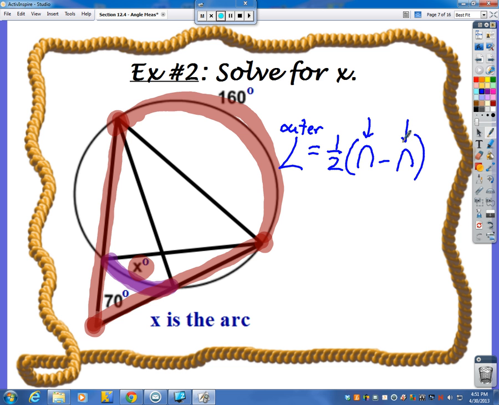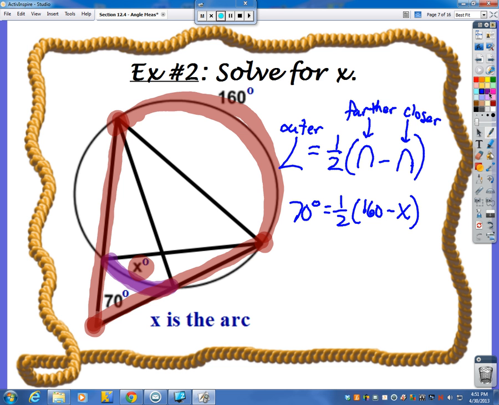Now, you might ask, well, how do you know which arc is which? One of them should obviously be the bigger arc. The one that's further or farther away, I never know English-wise which term you should technically use there, so I'll call it farther. The arc that's farther away is always going to be the bigger one, and the arc that's closer is always going to be the smaller one. So our outer angle is that 70 degrees. The arc that's further away is the 160, and the arc that's closer is our x.